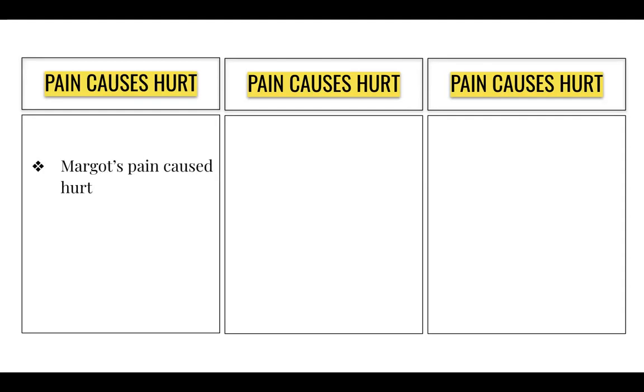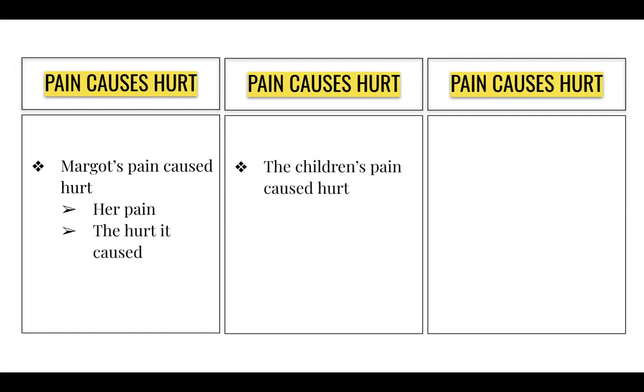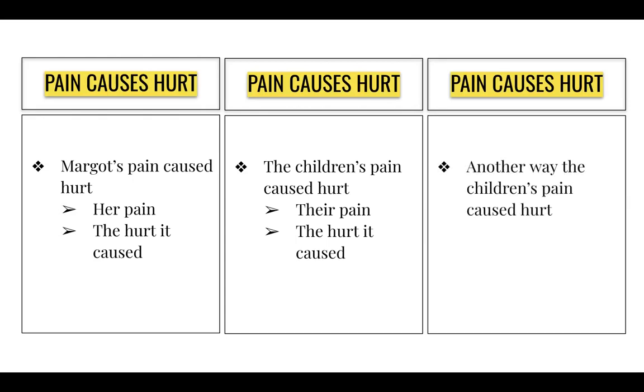So I could say that Margot has pain and that causes hurt, right? So her pain and the hurt that it causes. I could say the children's pain causes hurt. So that's their pain and the hurt it causes, perhaps the hurt it causes Margot. And then another way that children's pain causes hurt. Maybe it's the way it hurts themselves. So those could be three separate paragraphs where I'm looking at three separate passages, moments, and ideas in the story. Their pain and the hurt it causes, maybe the way it causes pain to them.